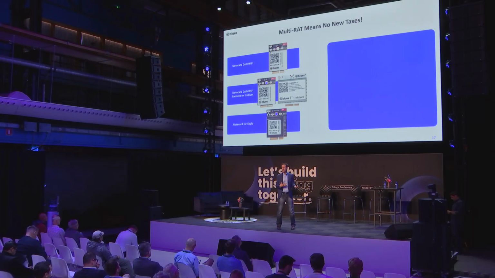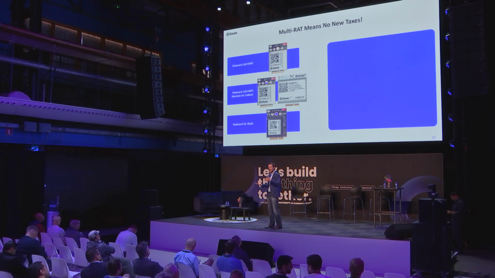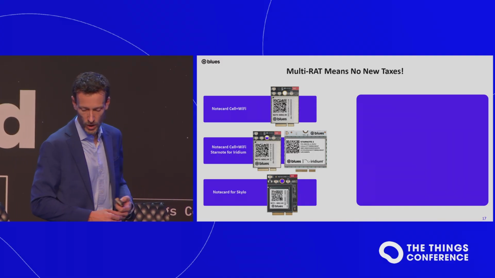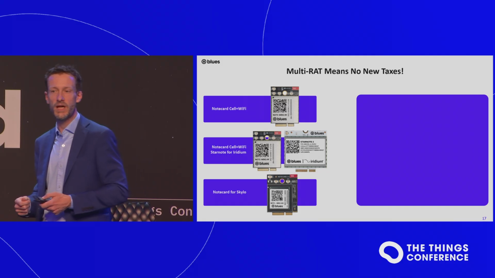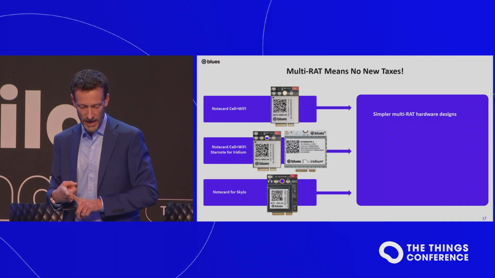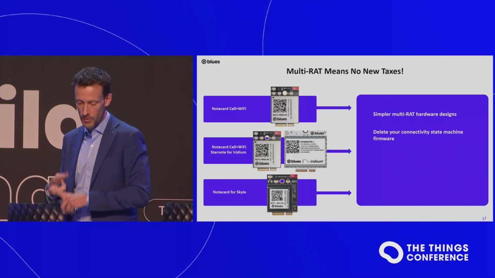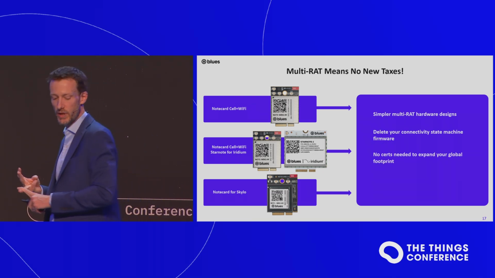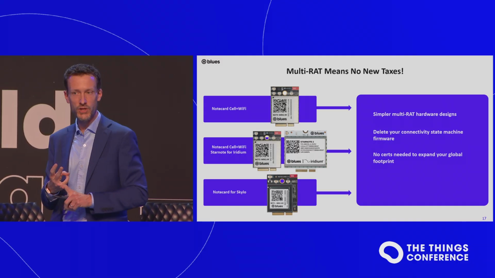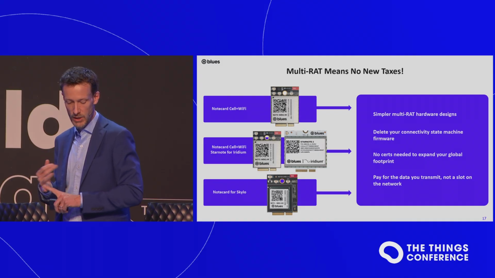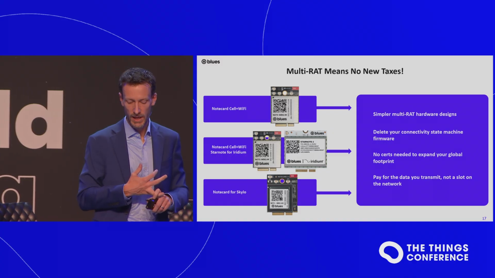So regardless of which combination of devices you use, whether it's the note card cellular plus Wi-Fi, whether it's Cell Plus Wi-Fi plus the StarNote for Iridium, which gives you 3 radio access technologies in one, or whether it's the new note card for Skylo, they all provide you with that same benefit and keep you from paying the 4 taxes that we talked about earlier. You get reduced complexity by managing additional RATs in your hardware, reduced complexity in your firmware by removing the burden for manual state machine management, no additional carrier certifications needed to expand your RAT footprint, and finally, no additional subscriptions or carrier commitments. You pay for the data you transmit, not for a slot on the network.